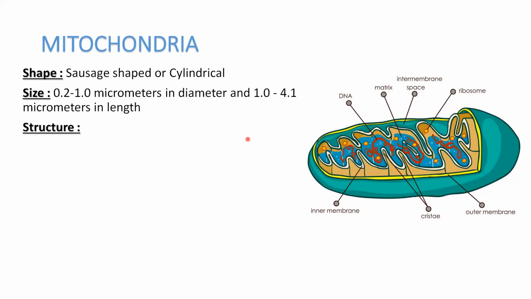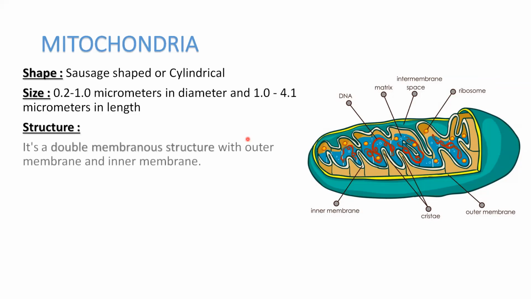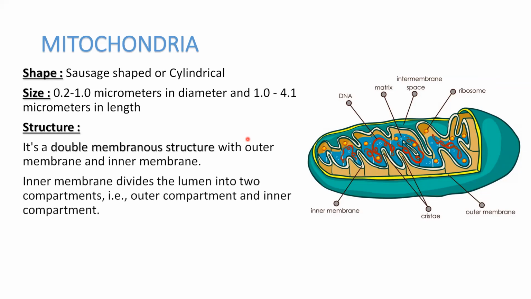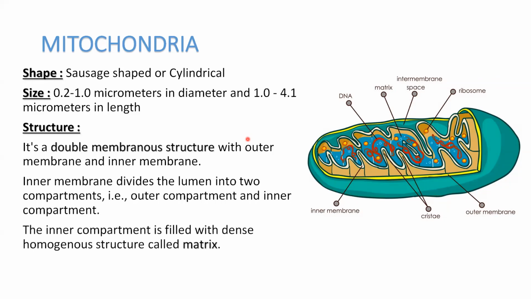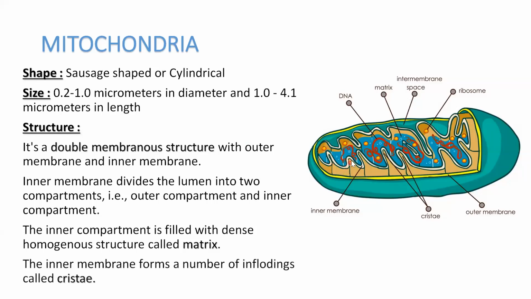So if you talk about the structure, it is a double membrane structure. The inner membrane is divided into lumen, and it divides the lumen into two compartments, outer compartment and inner compartment. The inner compartment is filled with a homogeneous structure called matrix. The blue colored region that you see is called matrix. And these white colored foldings are called cristae.